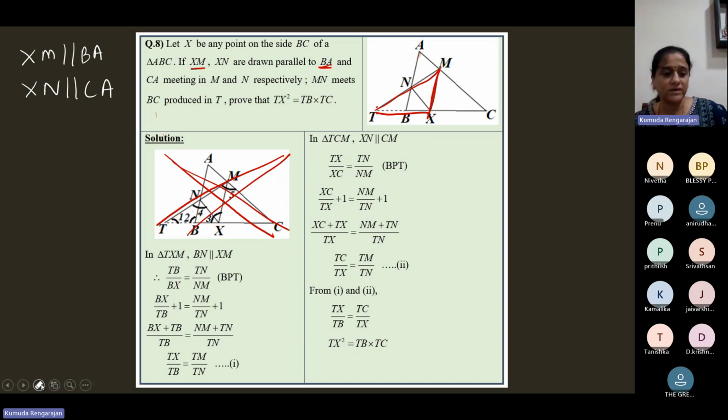We have BN, and BN is a part of BA. And BA is parallel to XM. So BN is also parallel to XM. We write the proportion. Then the other triangle is TMC, where again we have TM.